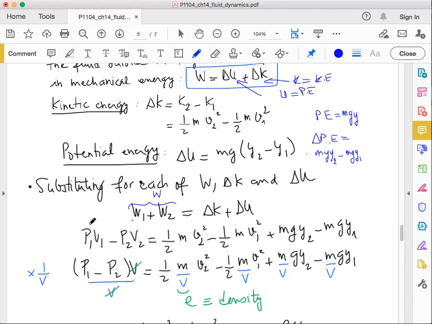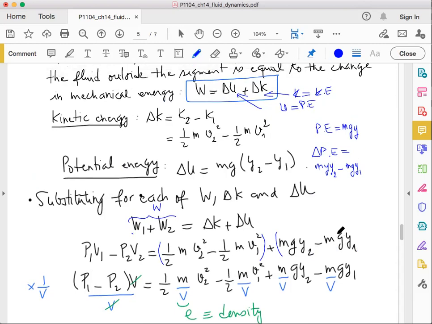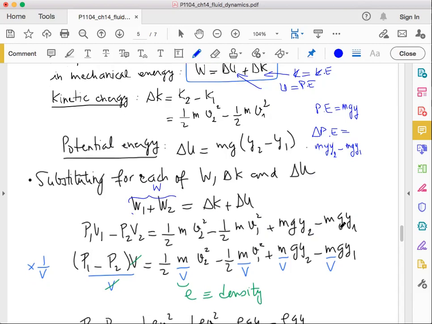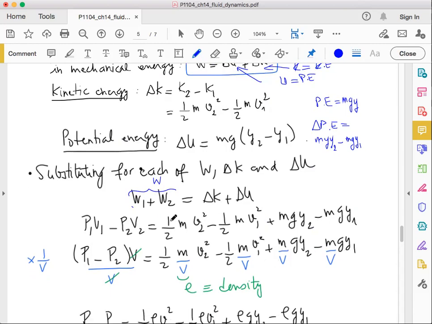W1 was equal to P1 V1, W2 was equal to minus P2 V2, is equal to, so for the kinetic energy, this was the factor half mv2 squared minus half mv1 squared, plus the delta U is given by mgy2 minus mgy1. So what we did in the second line is the following, third line. Here don't forget that V1 is equal to V2. So why is V1 equal to V2? Because the volume of the fluid displaced at point 1 is equal to the volume of the fluid displaced at point 2.